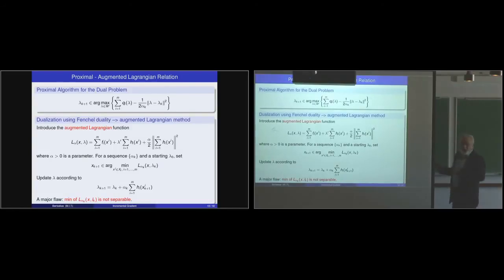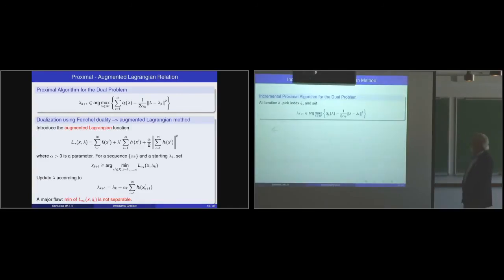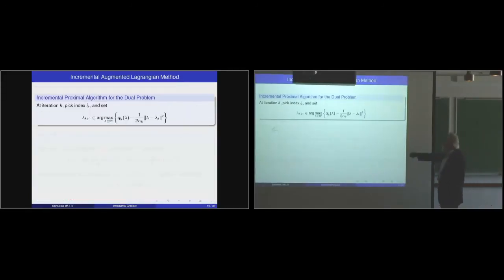Theoretically, there's not much that's involved here. Proximal algorithms and augmented Lagrangian algorithms are entirely equivalent. They're dual sides of the same coin. So anything you can apply on the primal side, you can also apply on the dual side. What we're going to do is apply on the dual side an incremental proximal idea. So here is the incremental proximal algorithm for the dual problem.